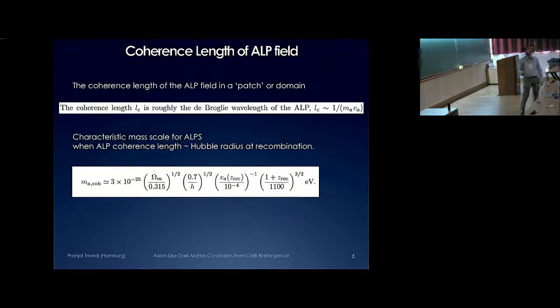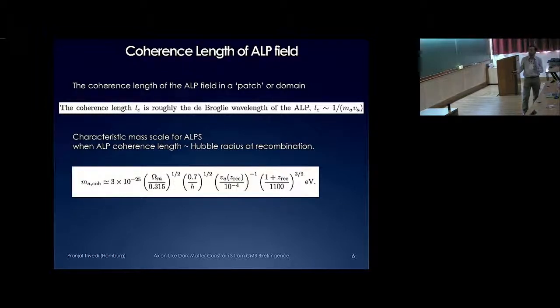What this does is it gives us a certain mass scale for the ALP, which we can identify as the coherence length of the ALP field being equal to the Hubble radius at the epoch of interest. For us, that's the epoch of recombination, which is a very low value of 3 × 10 to the power minus 25 eV for these parameters. And these are the parameters from the recent Planck results.